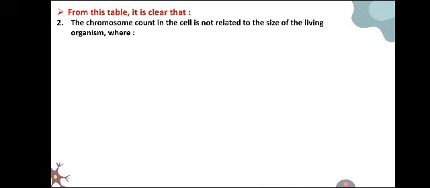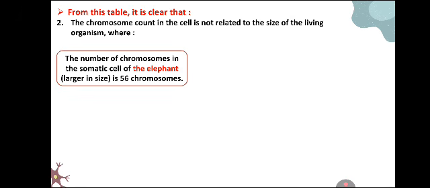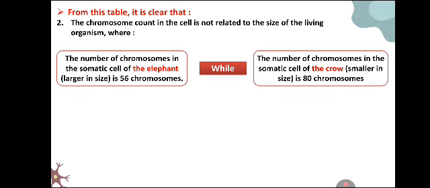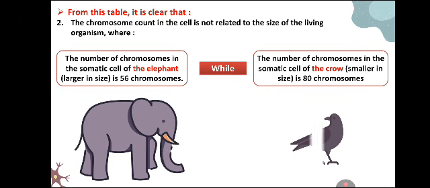Second, the chromosome count in the cell is not related to size. It doesn't mean chromosomes increase if the size is bigger. Of course not. The number of chromosomes in the somatic cell of the elephant, which is larger in size, is 56 chromosomes. So the chromosome number has no relation to size, while the number of chromosomes in the somatic cell of the cow, which is smaller than the elephant, is 80. Okay, so in the cow it's 80. So it doesn't mean the number of chromosomes is related to the size of the living organism.